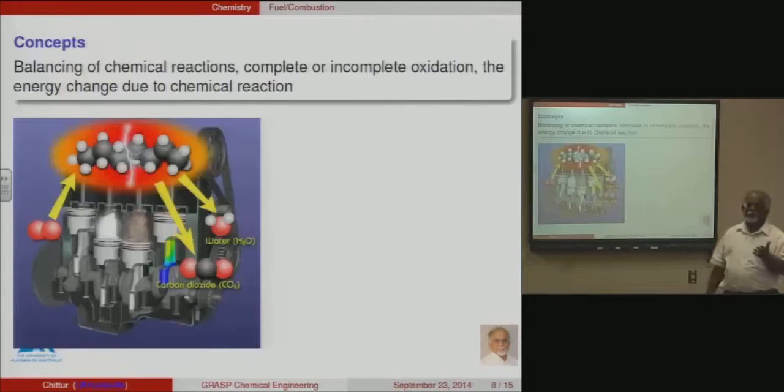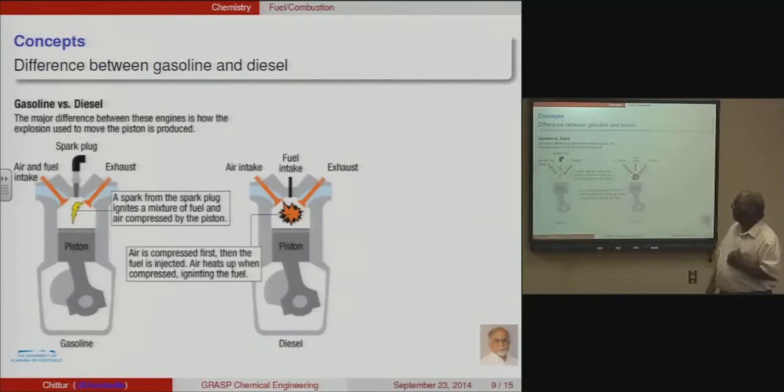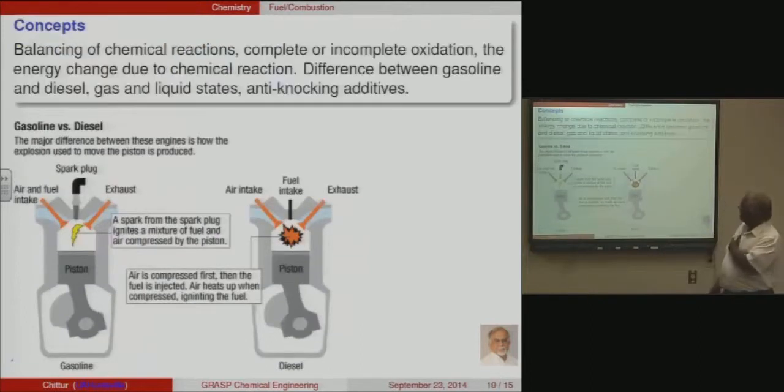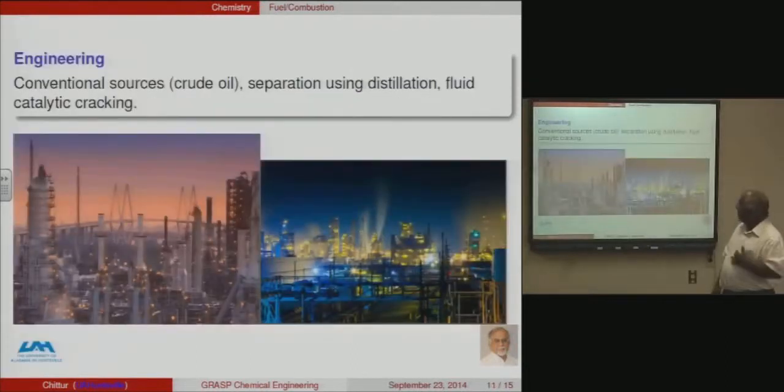So the concepts, we're going to be looking at balancing of chemical reactions. We're going to take a look at complete or incomplete combustion and the energy change of the chemical reaction. We'll take a look briefly at the difference between gasoline and diesel. As I said, this one is the gasoline engine, this one is the diesel engine. We'll briefly take a look at what contributes to the difference in the properties of these two fuels.